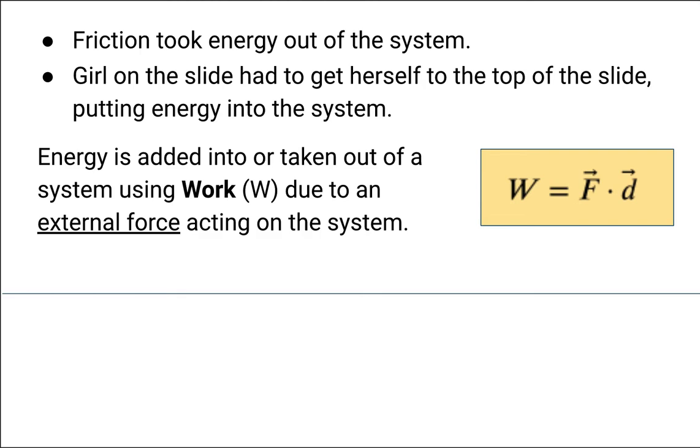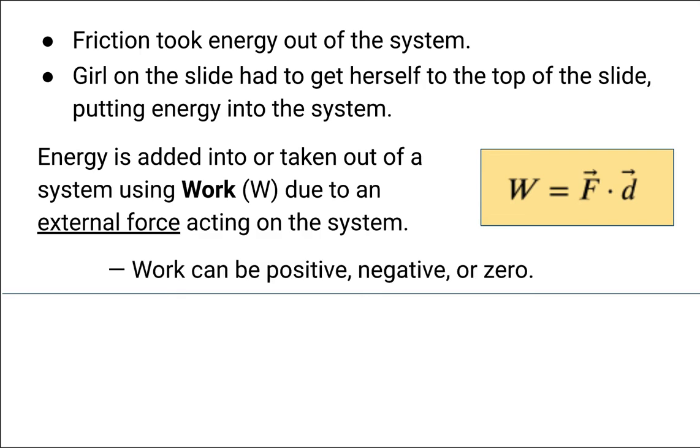So work is defined as that amount of force that's acting times however far the object moves while the force acts. So D is going to be our displacement. Work can be positive or negative or zero. If it's positive, then energy is going into the system. If it's negative, energy is coming out. And if it's zero, it means that there's no change to the energy in the system.